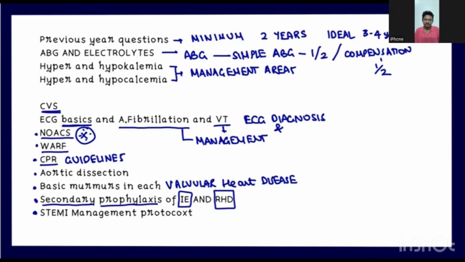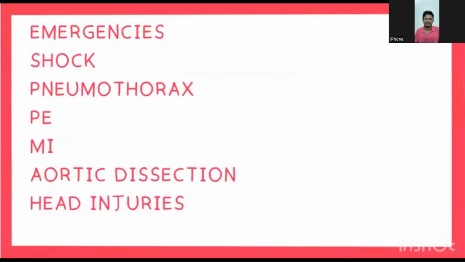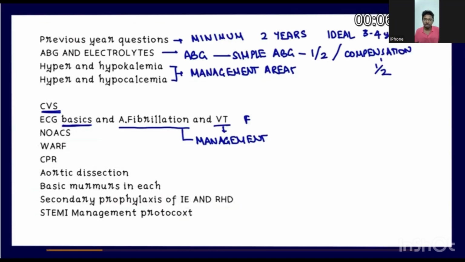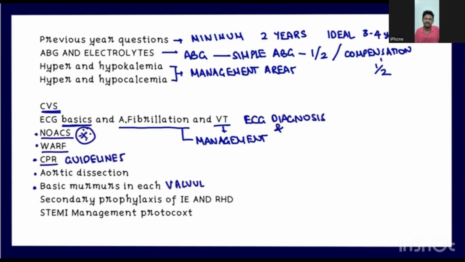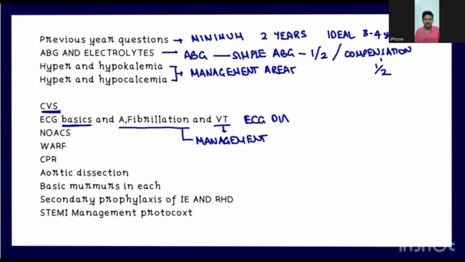Next are the basic murmurs in each valvular heart disease. Next, you should know about the secondary prophylaxis. It's most important. Coming to secondary prophylaxis, each time they have either secondary prophylaxis of infective endocarditis or secondary prophylaxis of rheumatic heart disease. So this you should be sure of.